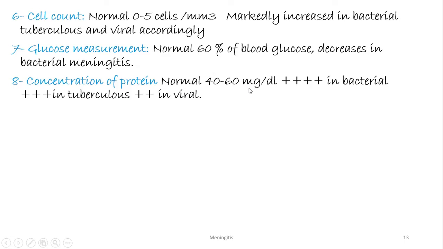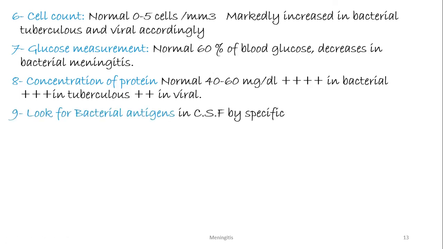Normally it is in between 40 to 60 milligrams per dl. It is highly increased in case of bacterial infection. The concentration is reduced in case of tuberculosis infection, and it is very less in case of viral infections. Then you have to look for bacterial antigens in the CSF by using specific antibodies. You can also go for culturing the CSF for bacterial growth.